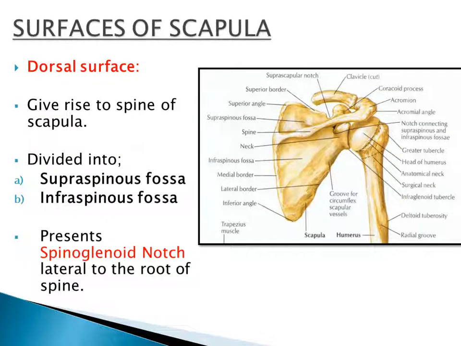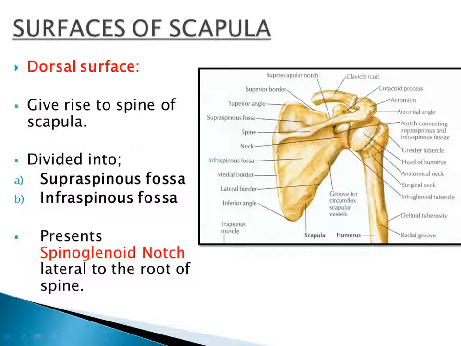The posterior surface is also called the dorsal surface. Now when you look at the dorsal surface, it gives rise to the spine of the scapula. Remember, I said that the scapula has three processes: coracoid process, acromion process, and a spinous process. Good. So the dorsal surface has a process which is called the spinous process.